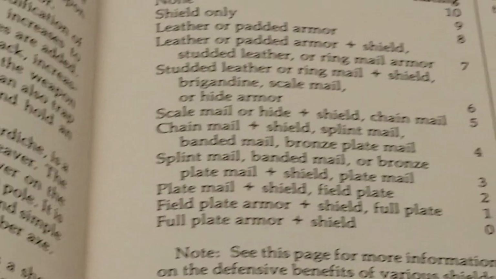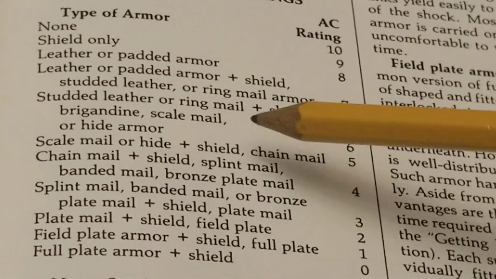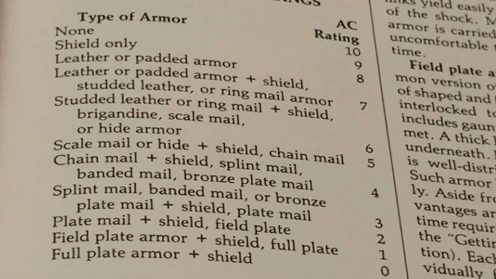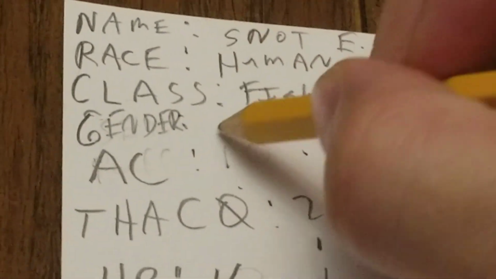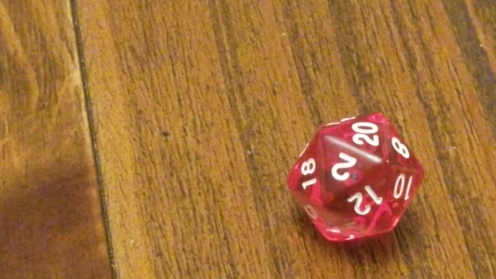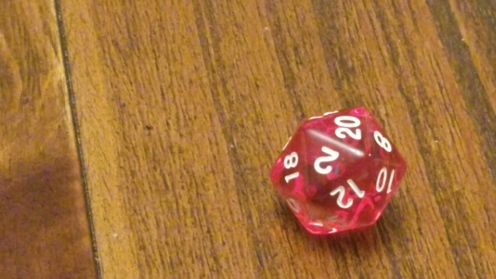But with this, obviously, because of the chart, it tells us we have a leather plus shield, right? Leather padded plus shield gives us an armor class of 7. So up here, remember where we said an armor class 10, we have an armor class of 7. So if a goblin is coming up trying to attack us with their Thaco of 19, well, they just killed us because they rolled a 20 and we're dead. So, yeah. Well, that was quick and easy.